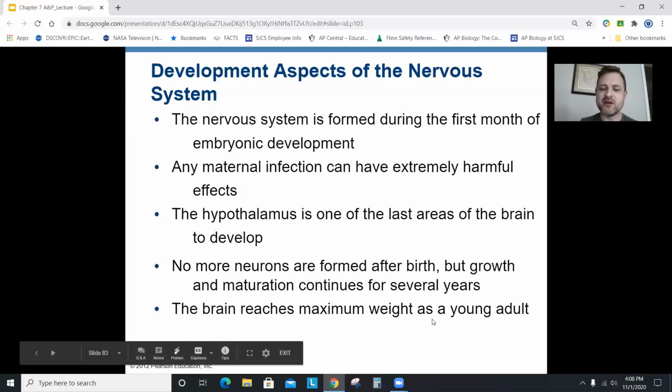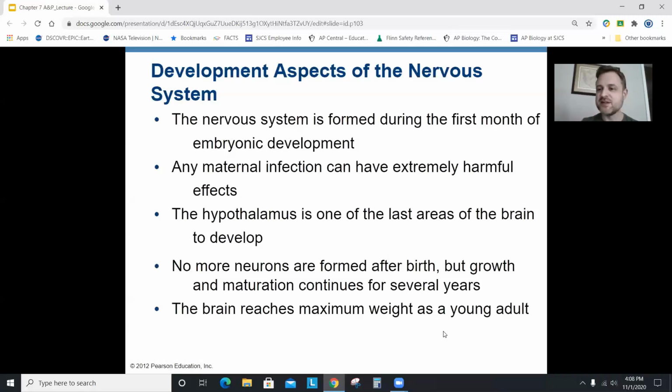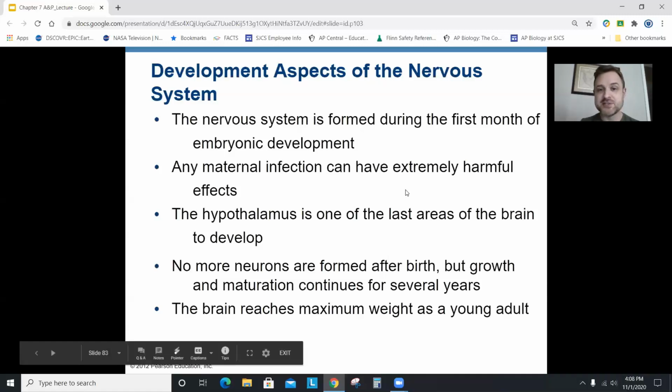As a young adult, the brain reaches its maximum weight, and once you're in your 30s and on, your brain actually loses mass, which is very inspiring. So on that note, we're going to end.